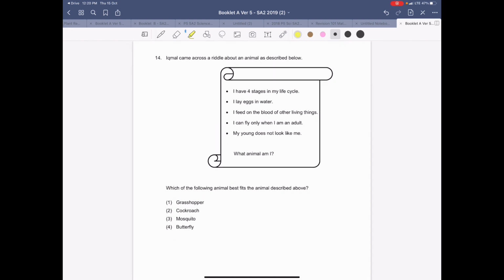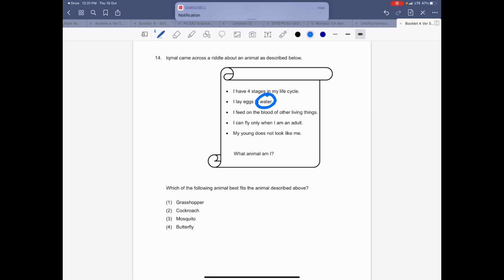Iqbal came across a riddle about an animal as shown. Which of the following best fits the animal described? So once again, this is looking at the characteristics. Now, I have 4 stages in my life cycle. I lay eggs in water. Straight away, the only one that lays eggs in water that you are familiar with is mosquito. But at the same time, you also want to make sure that the rest is true.